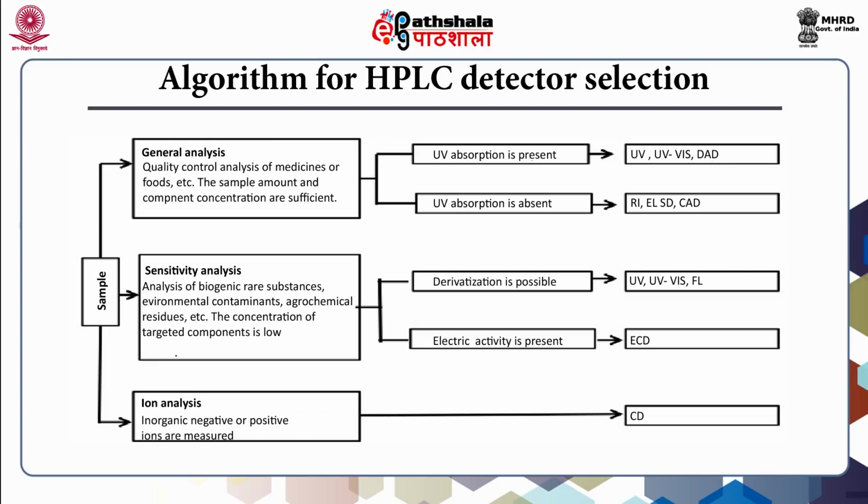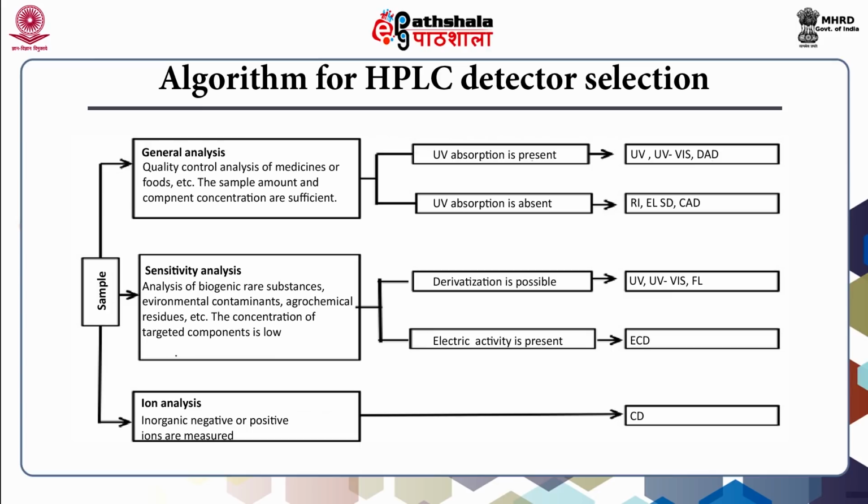Suppose we need to analyze rare biogenic substances like environmental contaminants, agrochemical residues, etc., and also the concentration of which is very low. In that case we have two options. One is either UV or UV visible or fluorescent detectors if there is a possibility of derivatization for those compounds. If those compounds have the property of electrical activity, then we can choose ECD detectors.